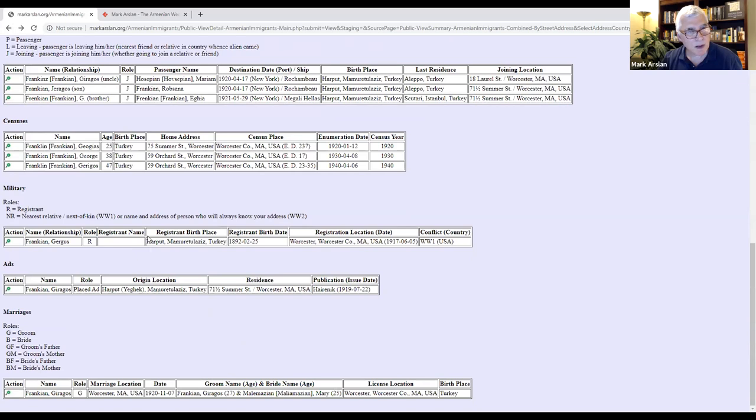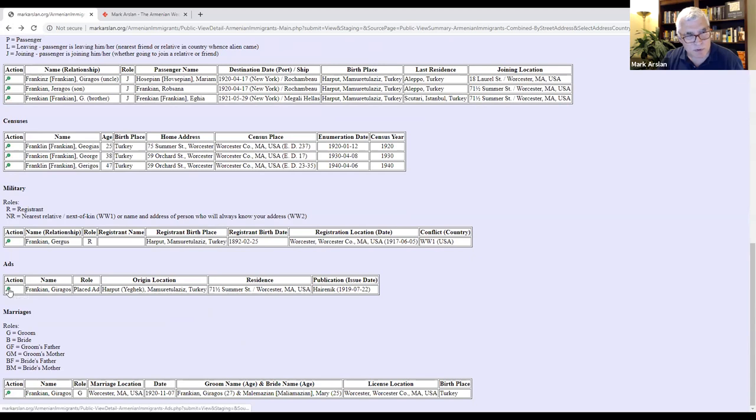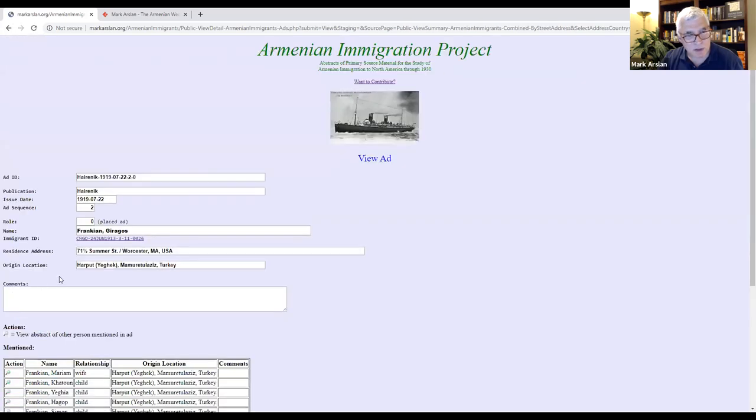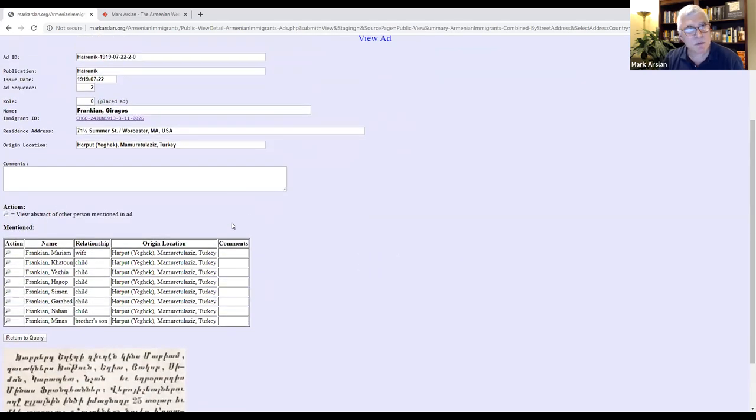Don't know. Let's see. Did you know he placed a missing persons ad looking for some family members? Well, I think we've gone over this with you before, and my dad. That really shocked my dad. Yeah. So there was a missing persons ad that he placed. So here are all the people he was looking for.